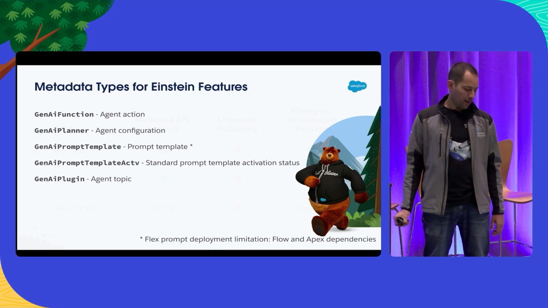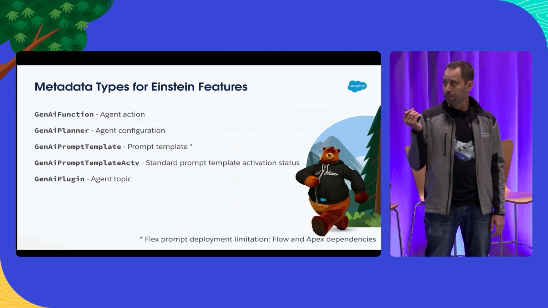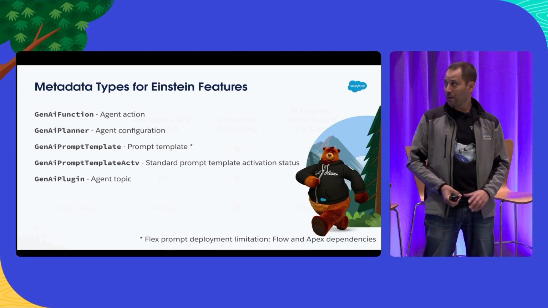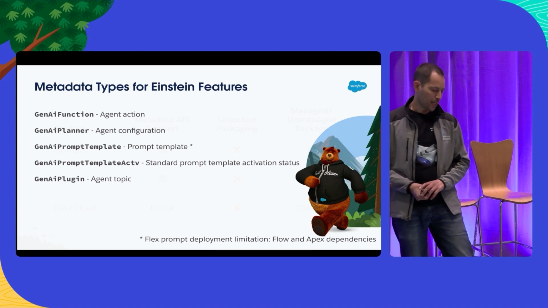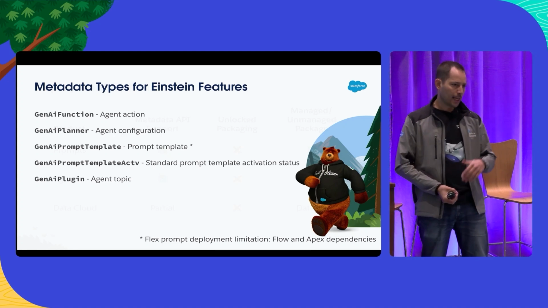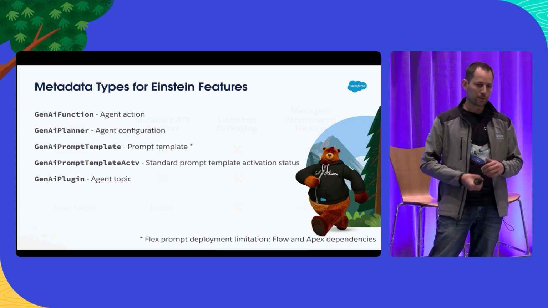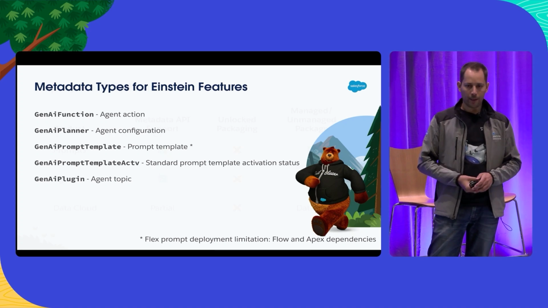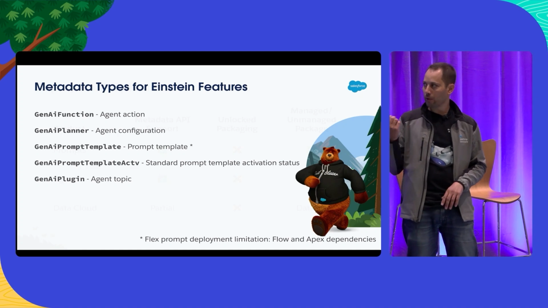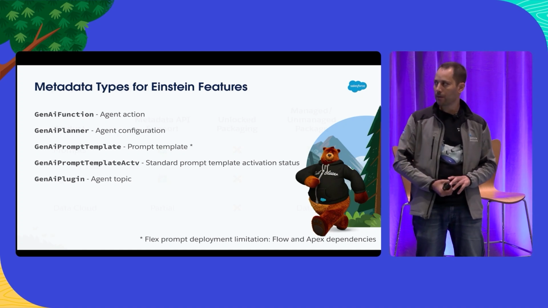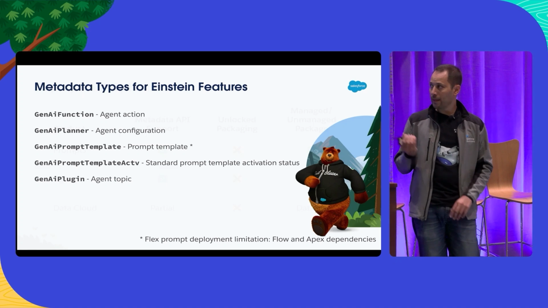And then there's another prompt metadata type that actually I've never seen used, but it does exist when you look at the metadata report. That's GenAI prompt template activation. You can decide to disable certain standard prompts in your org. I don't really see why you would want to do that, but it's an option there, and it can be pre-configured using this metadata type. The newest one and final one is agent topics.